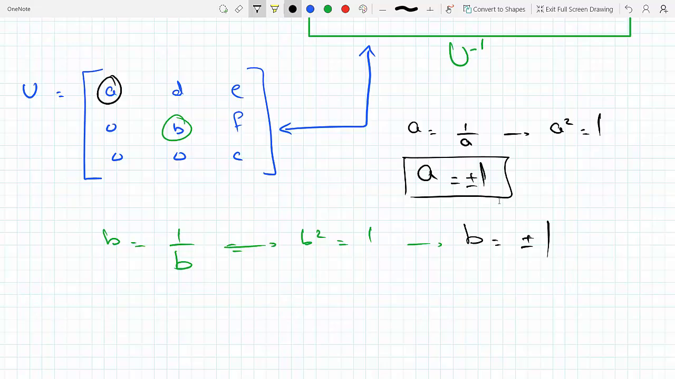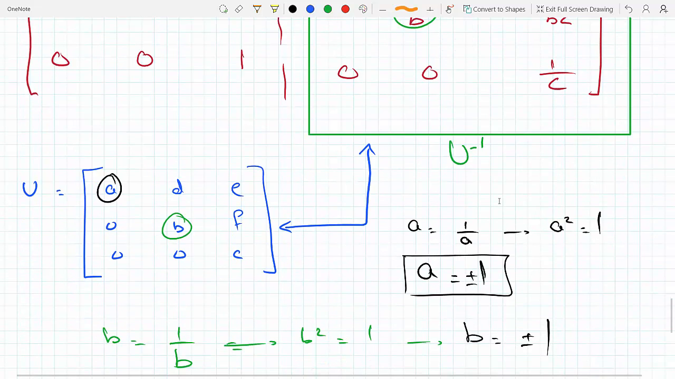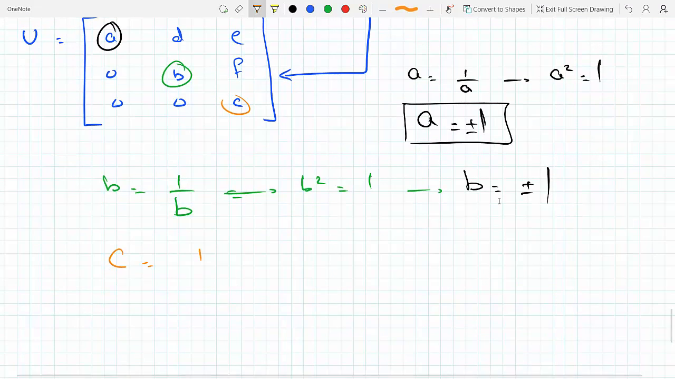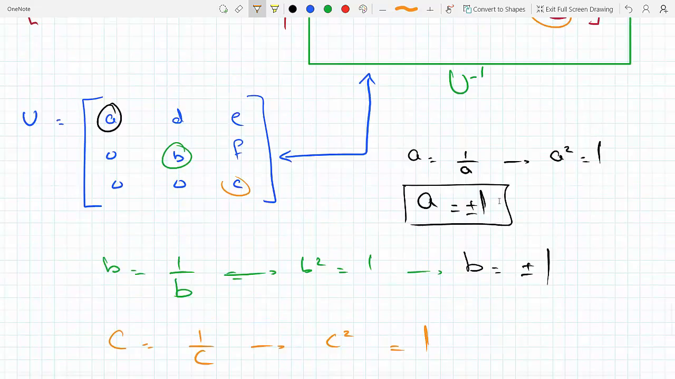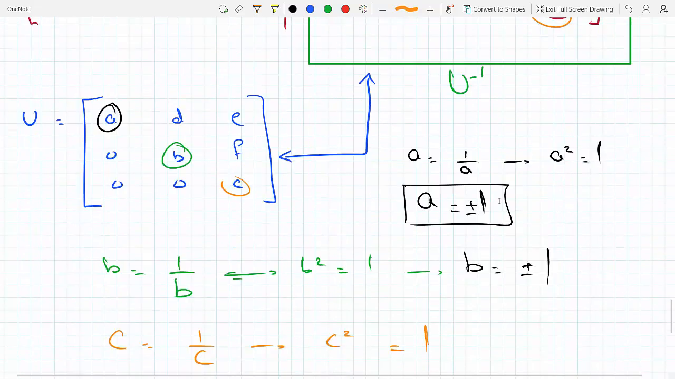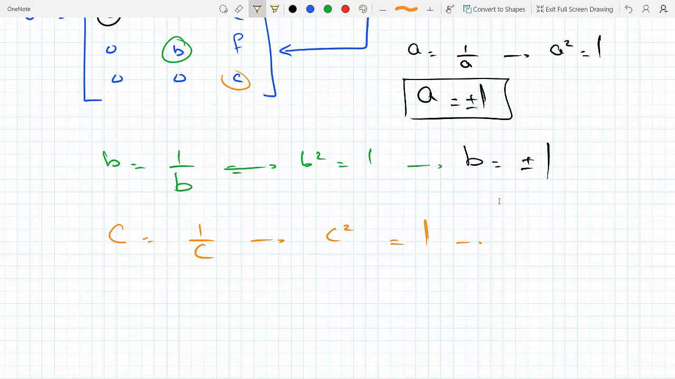Okay, and what else? We have plenty more. We know that C has to equal 1 over C. So C has to equal 1 over C, which makes C squared equals 1. Okay, and now plus or minus 1. So C equals plus or minus 1, right?